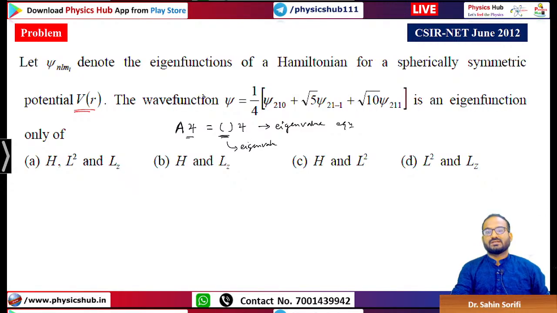Now, what is it asking? The wave function psi is an eigenfunction only of. Okay. So, A, you have to check it with H. So, H psi is equal to some constant times psi. If you get that, then we can say that this psi is an eigenfunction of H. We will later replace A by L square. So, L square into psi, if you can find something into psi, then we can say that this psi is the eigenfunction of L square. Similarly, for Lz, you will put Lz psi. If you get something into psi, we can say that psi is the eigenfunction of Lz. Okay. So, you have to check all 3 of them, and decide which one is the correct option.